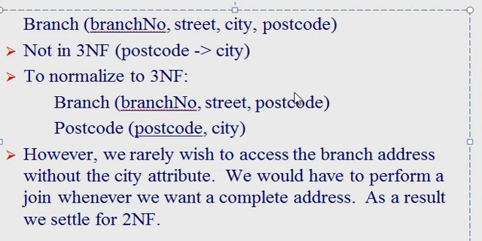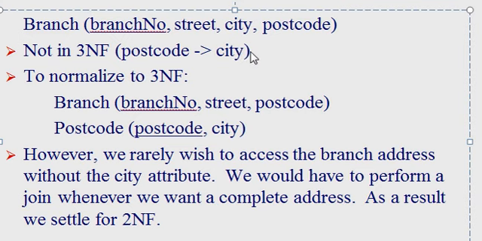Okay, so here's an example. Here we have branch number, street, city, and postcode. And we know that postcode functionally determines city. Every time I see this postcode, I know it's going to be in this city. So every time you see the postcode, you know the city. So postcode functionally determines the city.